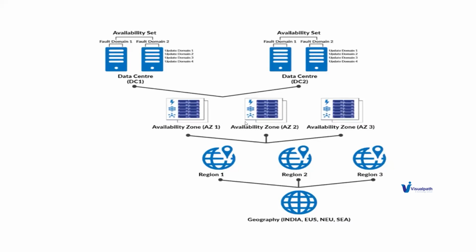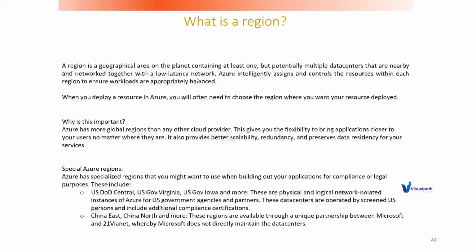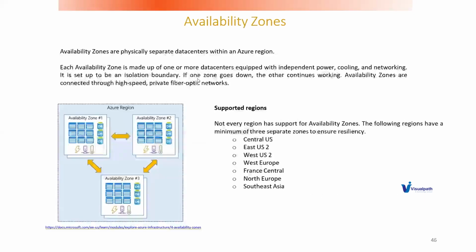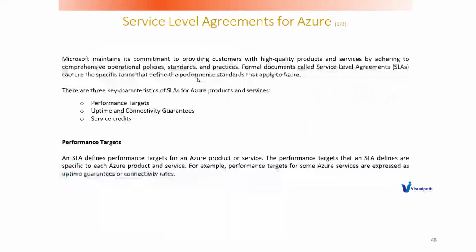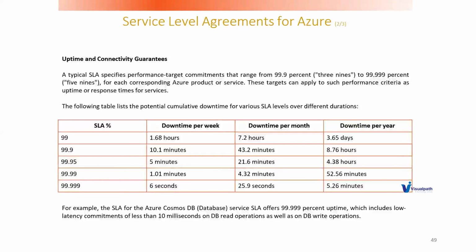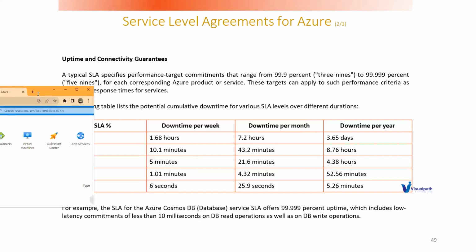Okay, so these are all your availability zones, and these availability zones are converted into data centers like this. That's what we have discussed here: the geography, the regions, these availability zones and these region pairs. Okay, now let me come back and see what exactly is there in the Microsoft Azure portal.